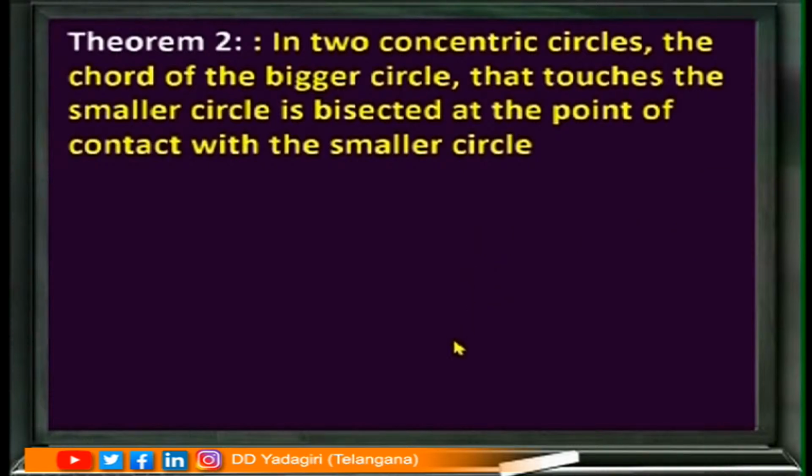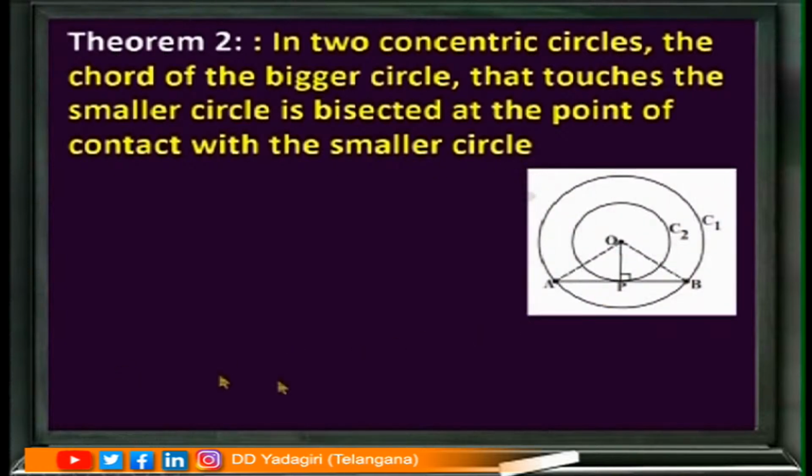Next theorem. In two concentric circles, the chord of the bigger circle that touches the smaller circle is bisected at the point of contact with the smaller circle. If you observe the figure here, there is one bigger circle and one smaller circle. This line AB is a chord to the bigger circle and a tangent to the smaller circle. Now, we need to show that AP is equal to PB.